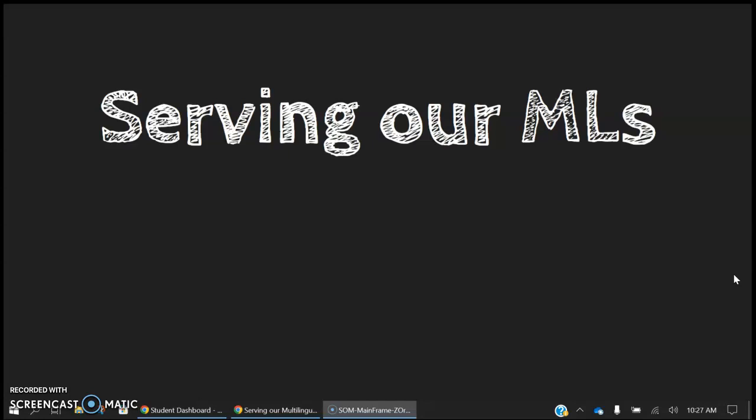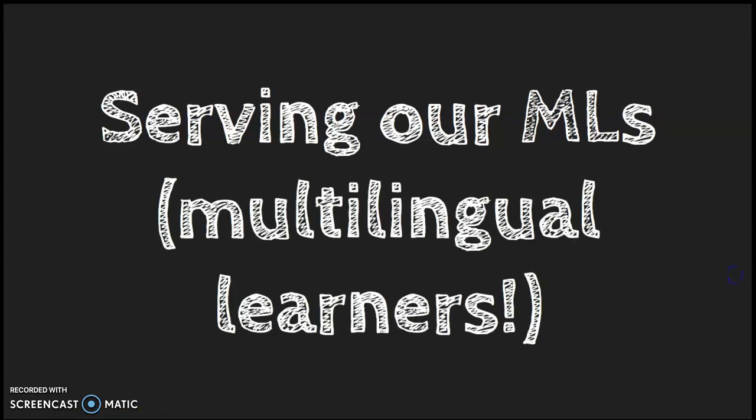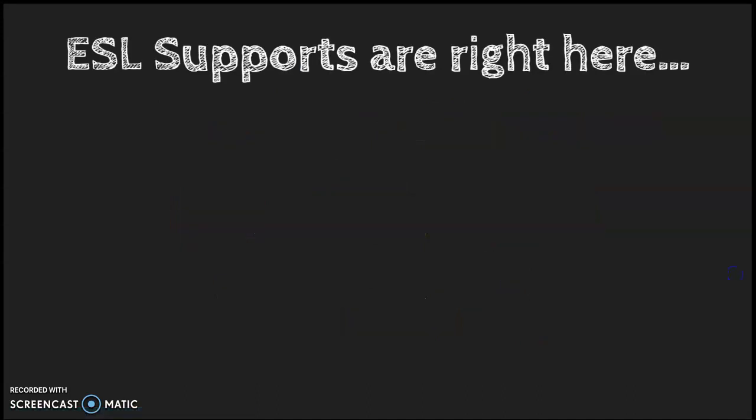First bit of news, what's an ML? That there is a multilingual learner. I like the new lingo. I'm not a big new lingo guy, but that one kind of speaks to the strengths of our students as opposed to some sort of perceived deficit just because they don't happen to speak our language as well as we do, when they might speak, like I have one kid who says they speak 5 languages, so kind of focusing on their strengths.